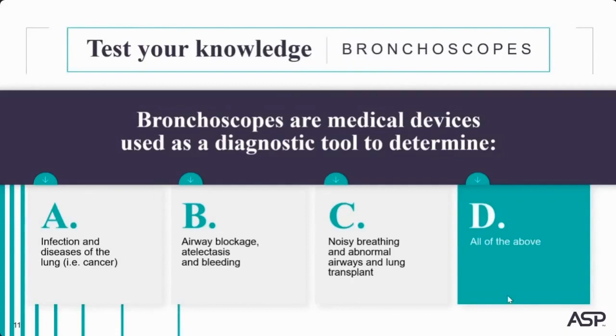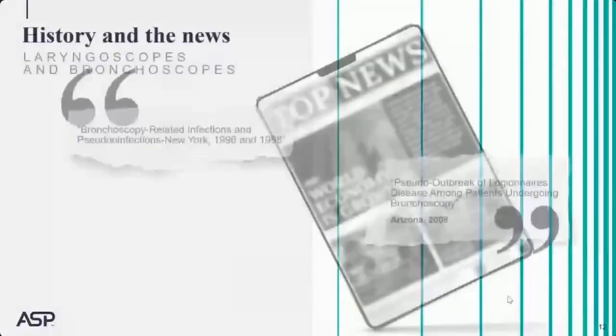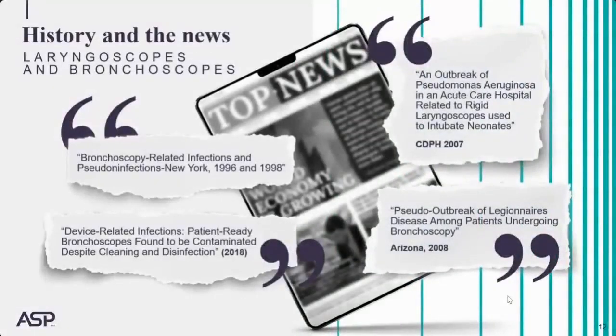Now that we know what laryngoscopes and bronchoscopes are and why they're used, let's move on to the impact reprocessing of these devices can have on patients' lives. Improper reprocessing of these devices in the past has caused news headlines and has influenced current practice for reprocessing. Let's take a look at one of these headlines and what happened.